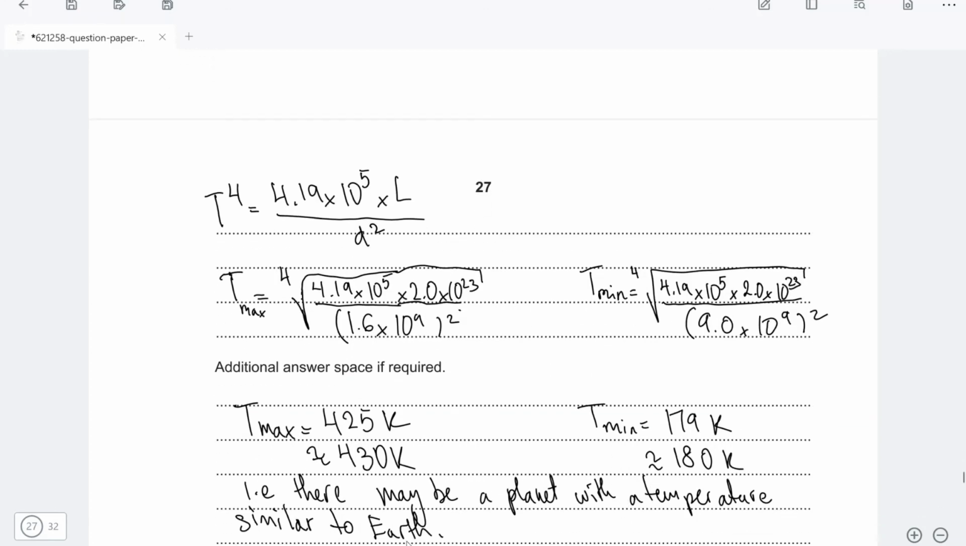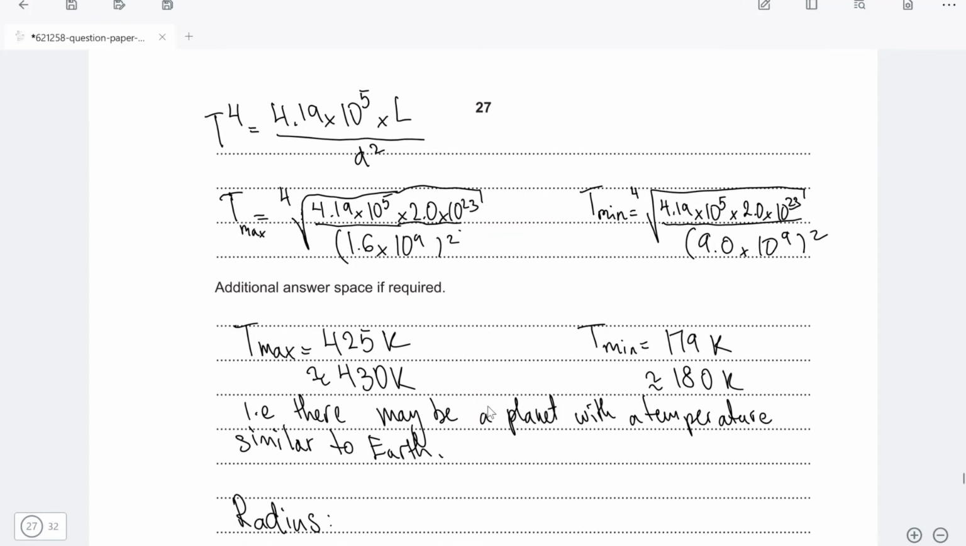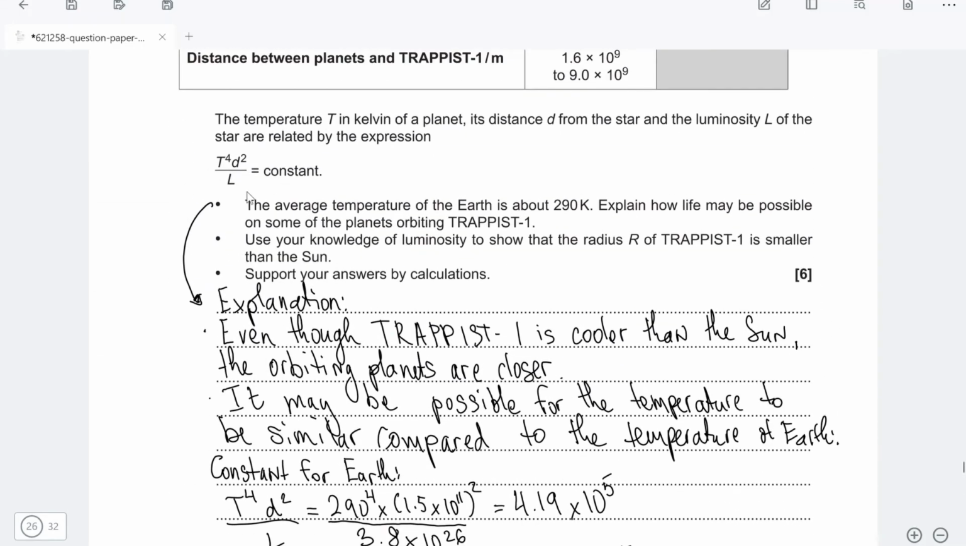So this means that there may be a planet in between somewhere with a temperature very similar to the temperature of the Earth. We have explained the first question, how life may be possible. We have also supported our answer with calculations. There's only one bit which we haven't answered fully in this question.